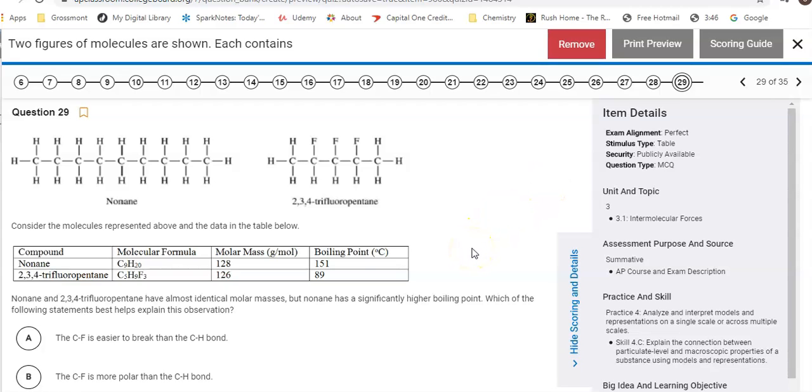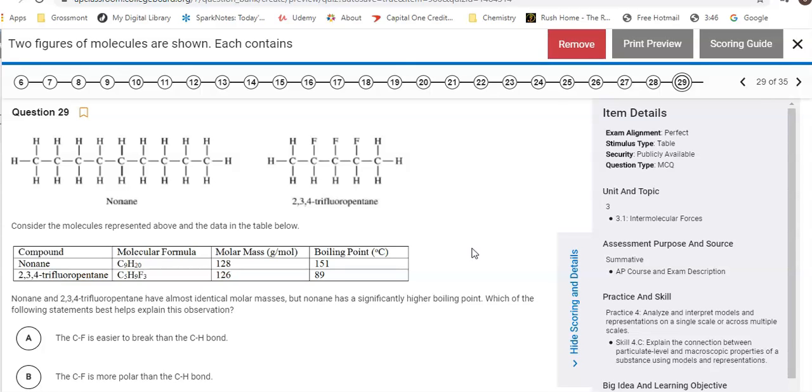Okay, so they're not both nonpolar. The trifluoropentane has fluorines, which are highly electronegative. They're going to pull the electrons over to it. So the nonane is nonpolar. The trifluoropentane is polar. So let's see, which one has the higher boiling point?